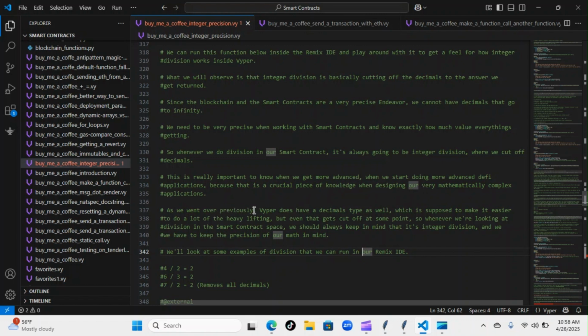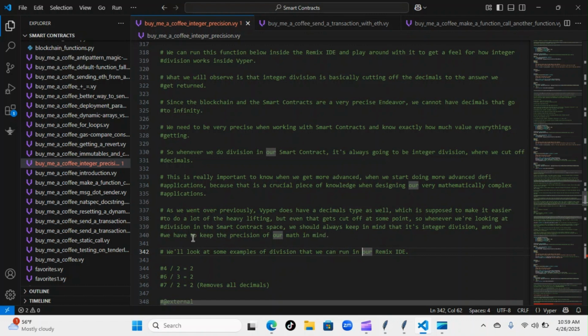As we went over previously, Vyper does have a decimals type as well, which is supposed to make it easier to do a lot of the heavy lifting, but even that gets cut off at some point. So whenever we're looking at division in the smart contract space, we should always keep in mind that it is integer division, and we have to keep the precision of our math in mind.